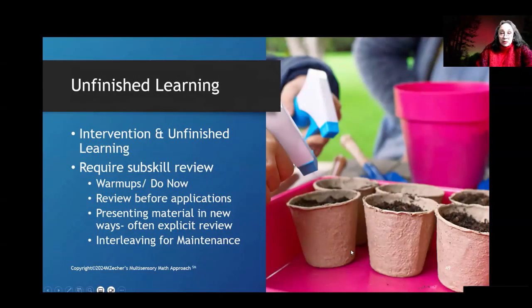So, finishing up here, unfinished learning with students. When students have gaps, they're missing foundation skills. It's really good to go back and review that content in the warm-ups or do now. Review it before applications, review it before problem solving so that they have some skills going into the problem solving task, and find ways to present that same material, that's the unfinished learning, in new ways with manipulatives and precise language and conceptually based language, and practice interleaving for maintenance.